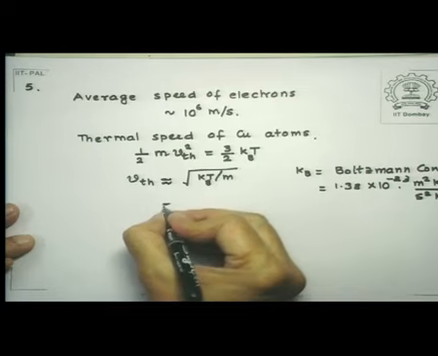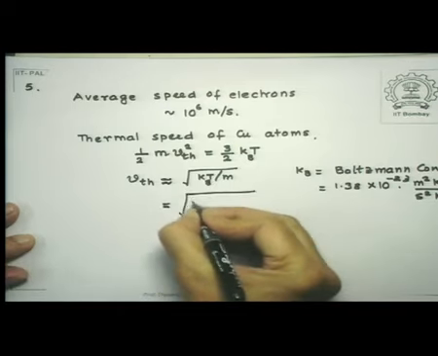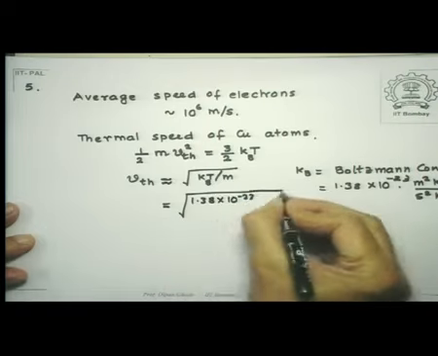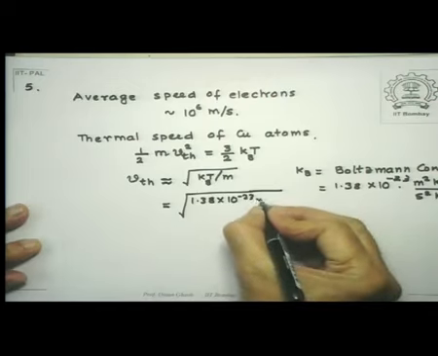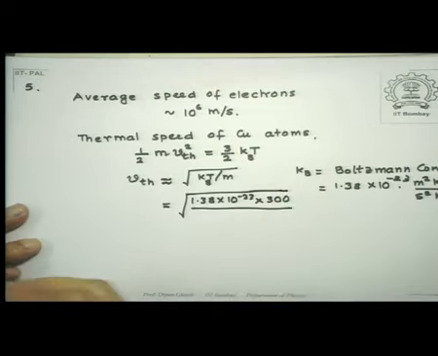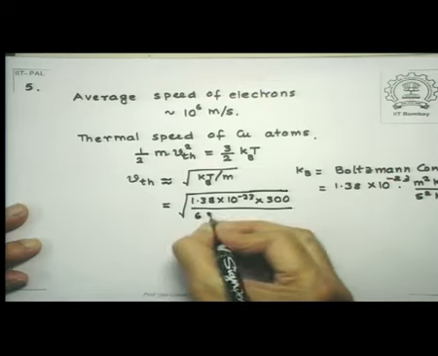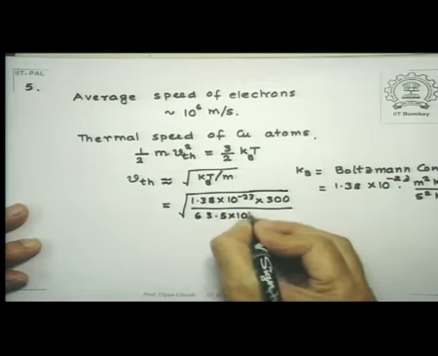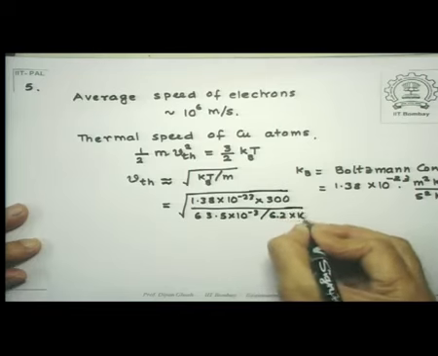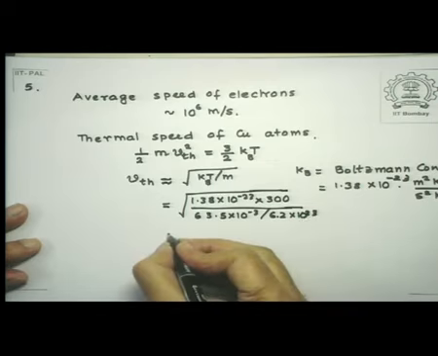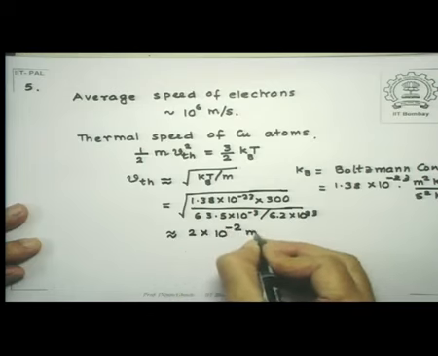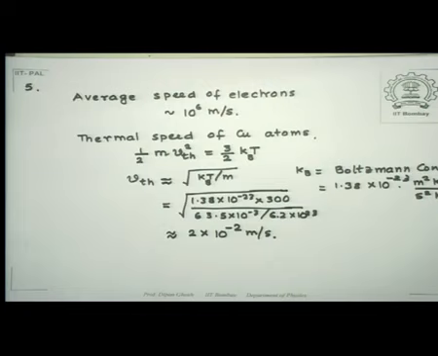Now if you substitute this, what you get is 1.38 into 10 to the power minus 23, let us take the room temperature to be 300 Kelvin, divided by the mass of copper atom, which we just now calculated to be 63.5 into 10 to the power minus 3 divided by the Avogadro's number, 6.02 into 10 to the power 23. And if you calculate all this, it works out to about 2 into 10 to the power minus 2 meter per second.